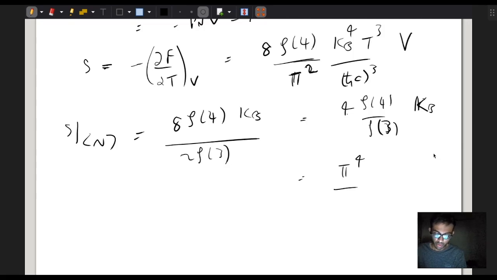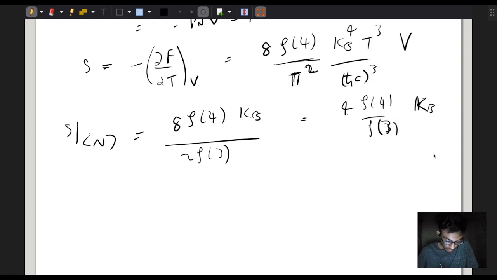So it's going to be, yeah, something like this, I guess. Yeah, but please check these factors. Let me just leave it like this. Yeah, so this is the entropy per particle.